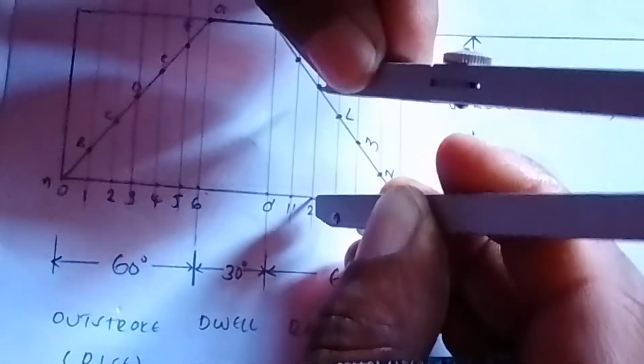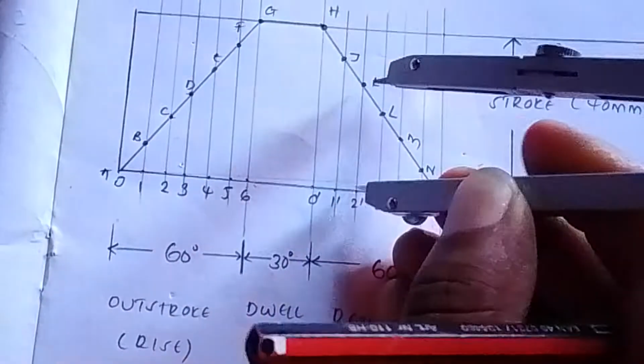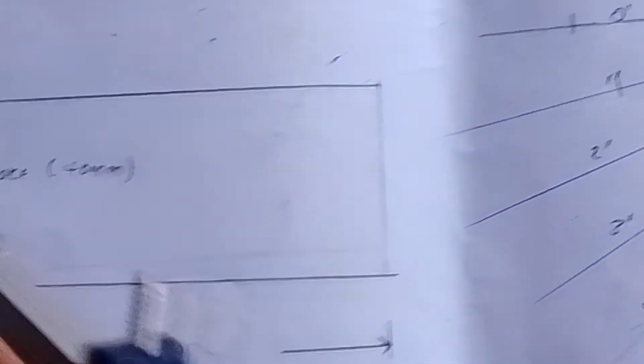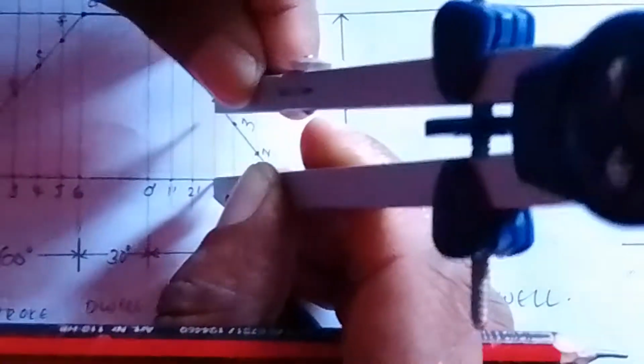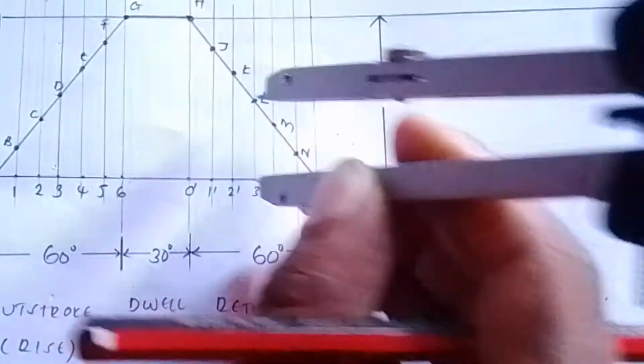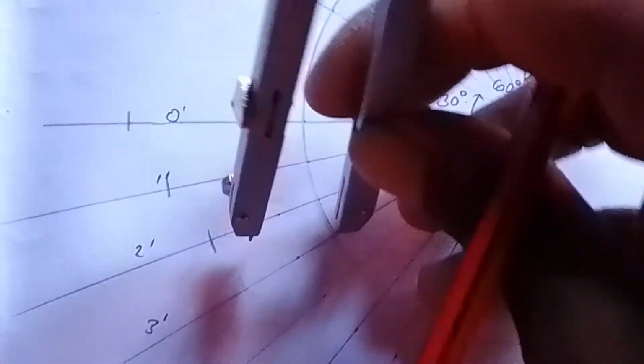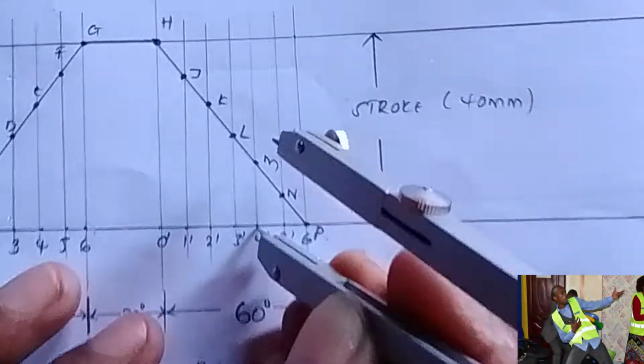Stand again on number 2 prime, which was at this point. Mark, measure that. You see the same measurement of the compass. Then stand on number 3 prime like this. Stand on the number 4 prime line.